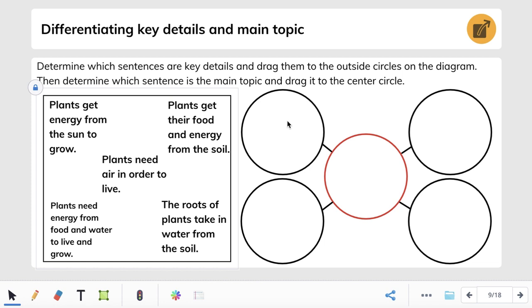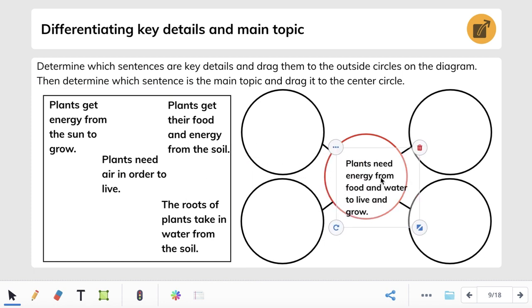Okay, so the main idea is going to be that plants need energy from food and water to live and grow. So this is our main idea, and this is because all of these sentences are telling us where they get energy from, where the water comes from, why they need that energy, and why they need that water. So this is why this sentence is the main idea.